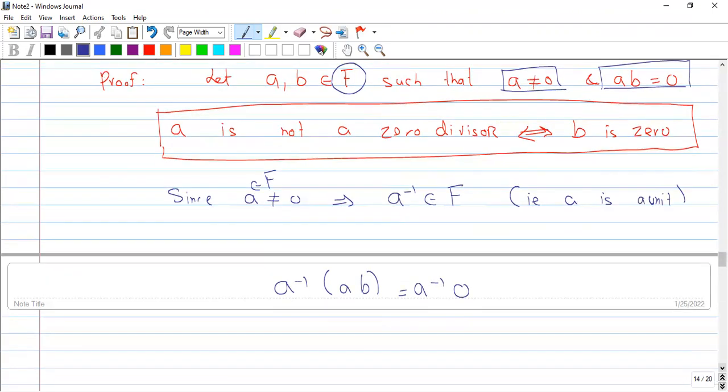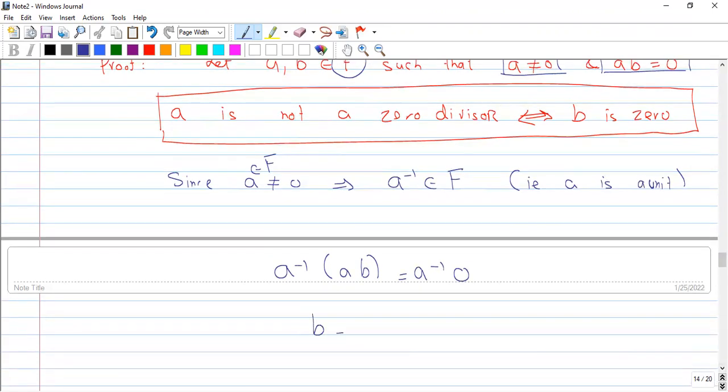What will you get? B is equal to 0. Which shows that A is not a zero divisor either, and which shows that F is an integral domain, because now we have proved that F is free from zero divisors. Okay, class, so an easy proof.